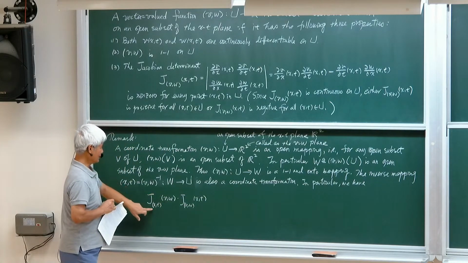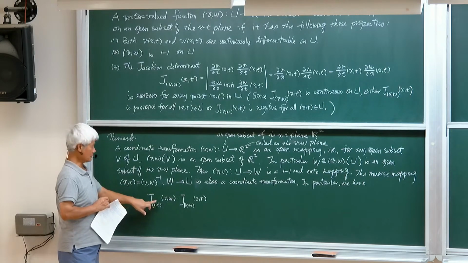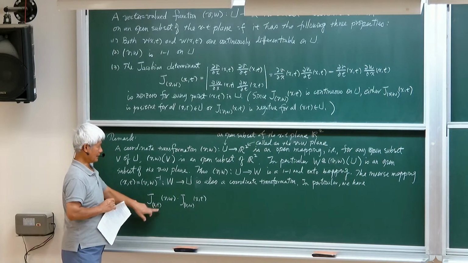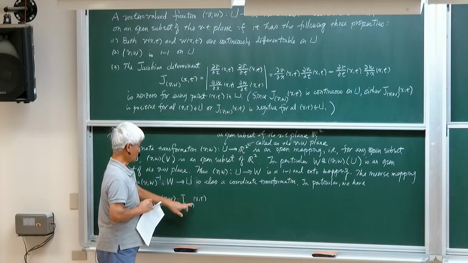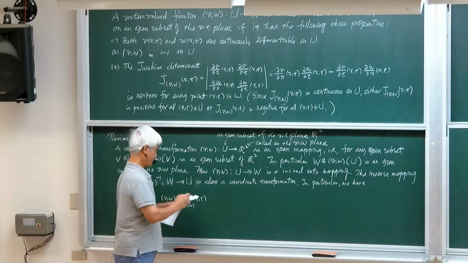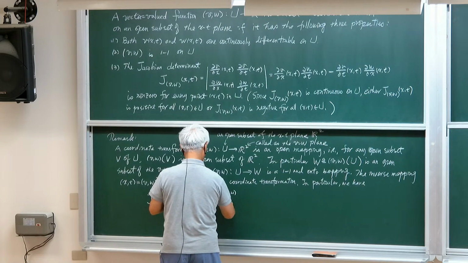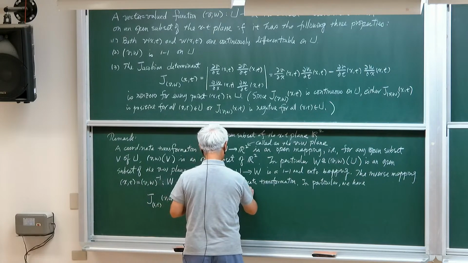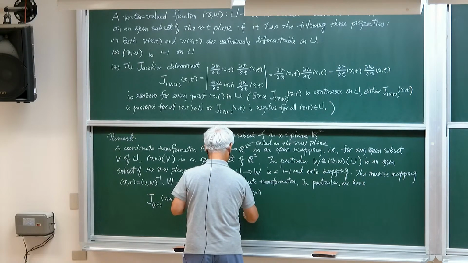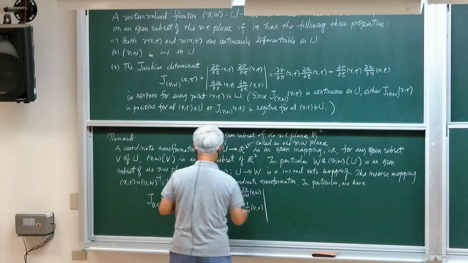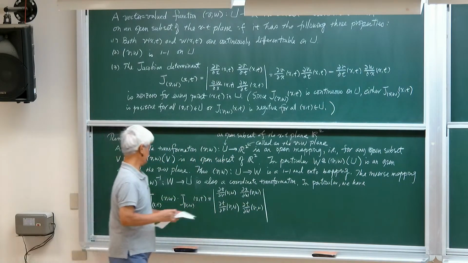And the Jacobian here is the Jacobian of the inverse mapping, multiplied with the Jacobian of the original mapping. So we know this is the Jacobian of the inverse mapping.